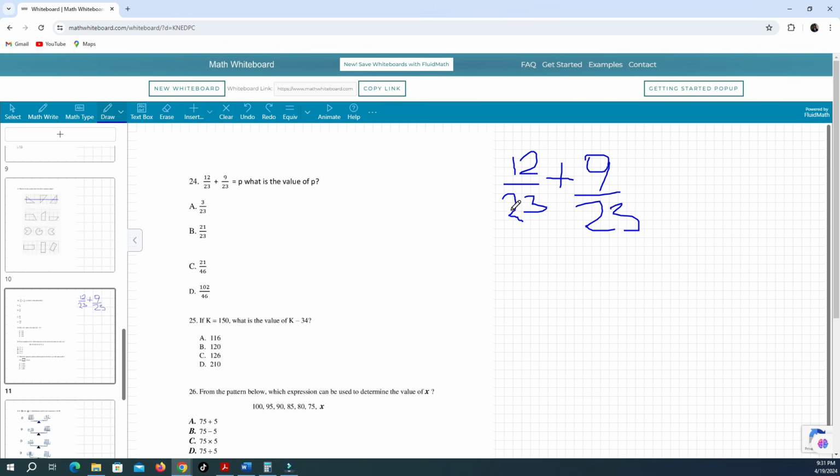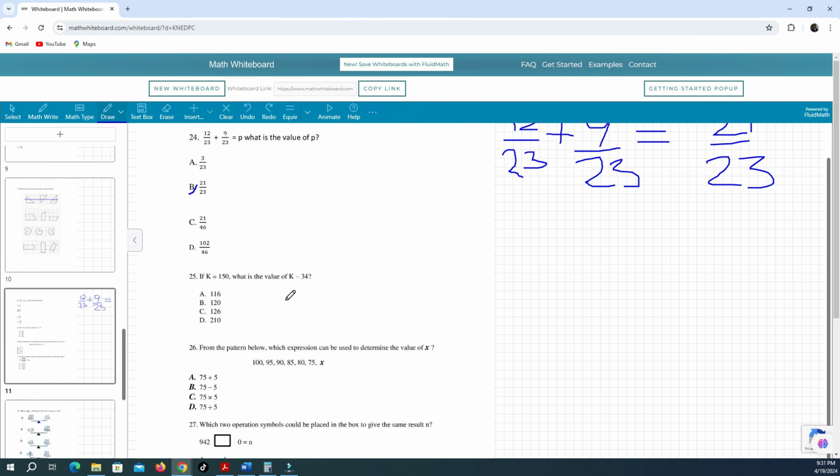So since they're both the same denominator, I think it should be 23 for the denominator, remains the same, and then to add the numerators, 12 plus 9 is 21. So can this be, yeah, it can be, but let's see. It's 21 over 23 is right here, so the answer is B, 21 over 23.